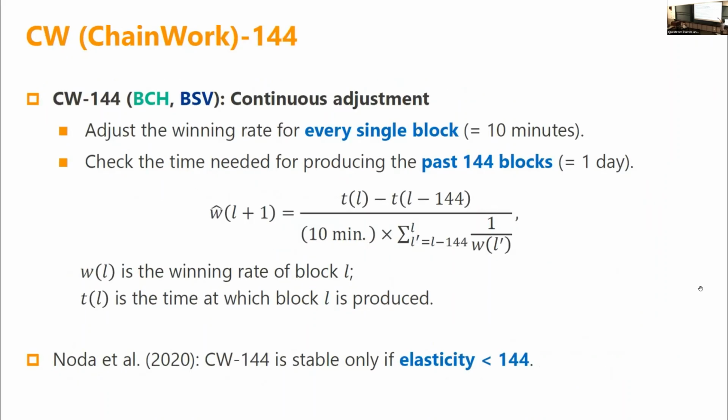In contrast, Chainwork 144 does not make a periodic adjustment, but its adjustment is continuous. It changes the winning rate for every single block, and when it adjusts the winning rate, it looks at the moving average of the past block time. The detailed formula is complex, so you don't have to remember it. But the important thing is, it changes the winning rate every block, looking at the moving average of block time over the previous 144 blocks. Thanks to this nature, Chainwork 144 is stable as long as elasticity is smaller than 144. So it's quite stable. It basically doesn't happen in any case, but if this is insufficient, we can just increase this parameter to make it more stable.